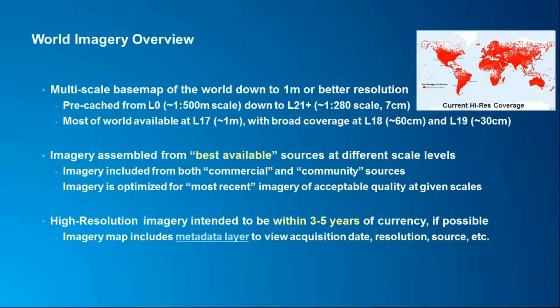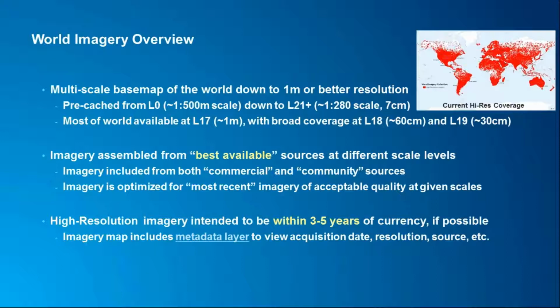So let's start by just a quick overview of what the World Imagery Map is. Many of you are active users of this map, I'm sure. The World Imagery Map is a multi-scale imagery base map of the world that goes down to 1 meter or better resolution worldwide. It's pre-cached from very small scales of 1 to 500 million down to very large scales of around 1 to 280. We have imagery at many of these different scale levels. Most of the world is available at level 17, which is about 1 meter resolution.